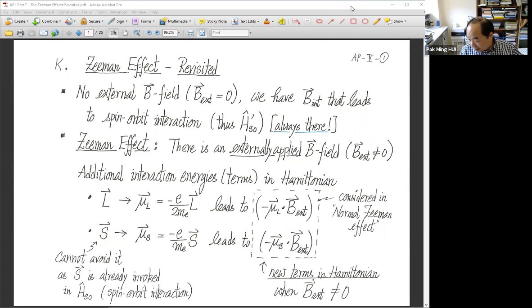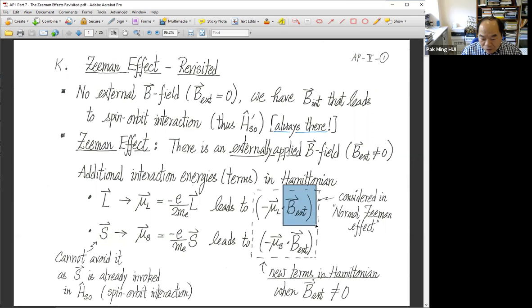Okay, so you should see this Zeeman effect. This part is about revisiting the Zeeman effect. Namely, again, we apply an external field. But now, better than before, we know that there is something else that always exists inside the atom. That is the spin-orbit interaction term. In addition to that, we now have an external B field. Immediately, we know that there will be 2 additional terms in the Hamiltonian.